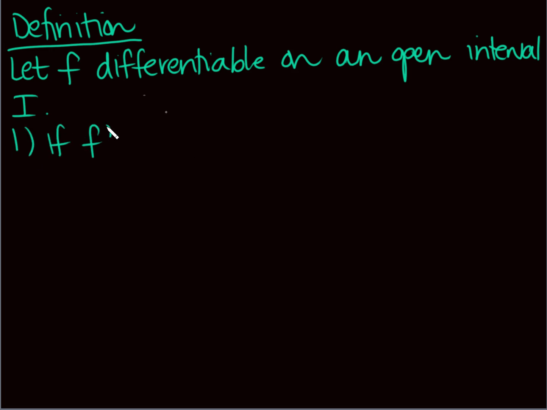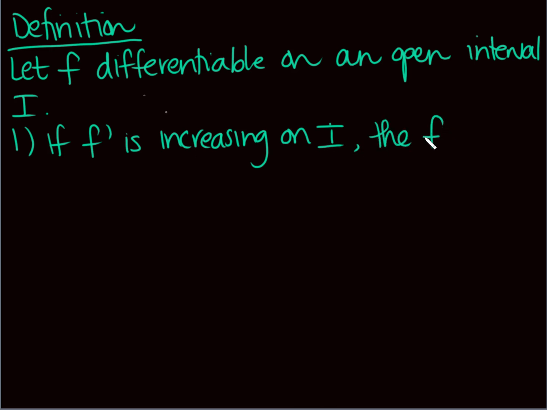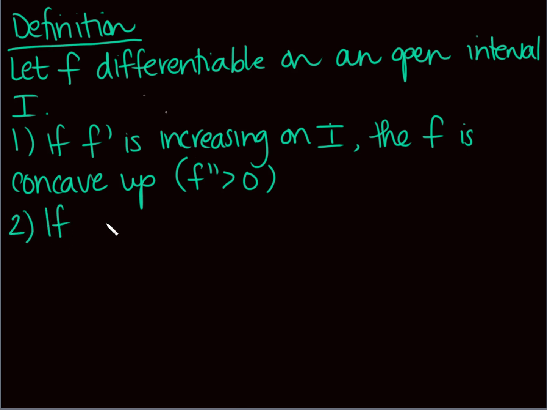One, if the derivative is increasing on I, then what do we say? Then f is concave up. What does that mean? That means the second derivative is greater than 0. Two, if the derivative is decreasing, the slopes of those tangent lines are getting smaller. They go from positive and then to negative or something like that.